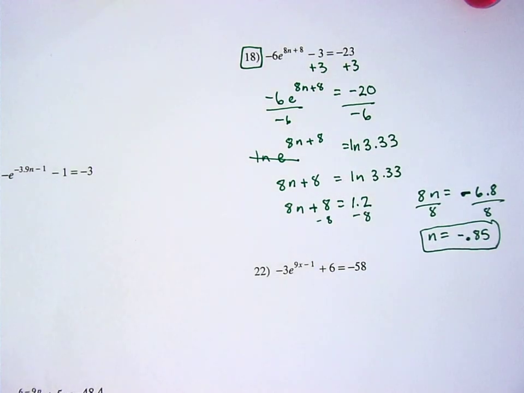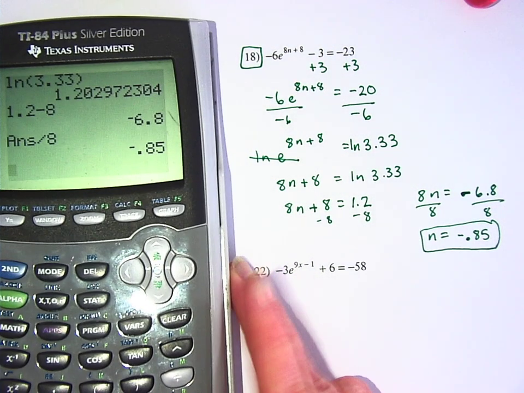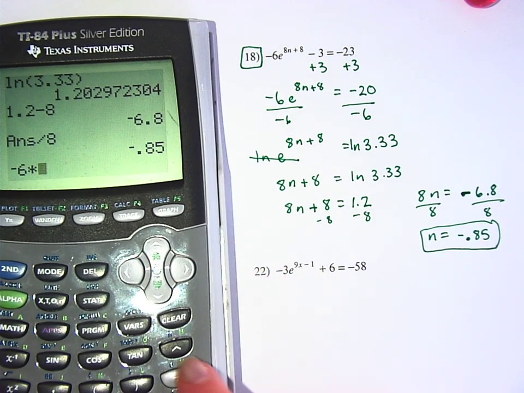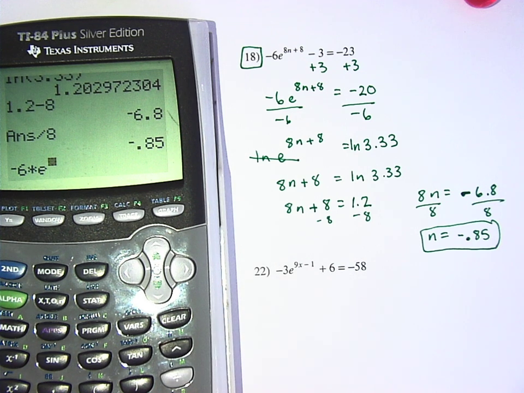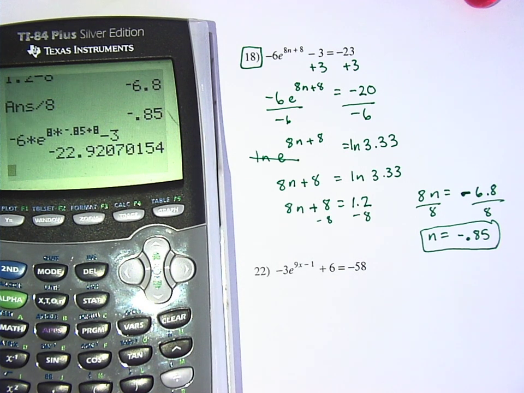Now we're going to see how much this works. In your calculator, we're going to put this all in at once: negative 6 times e to the power of 8 times negative 0.85 plus 8, and get out of that power, minus 3. I got negative 22.92, which is not exactly negative 23, but pretty darn close. So anytime you're wondering if you did it right, just do that.